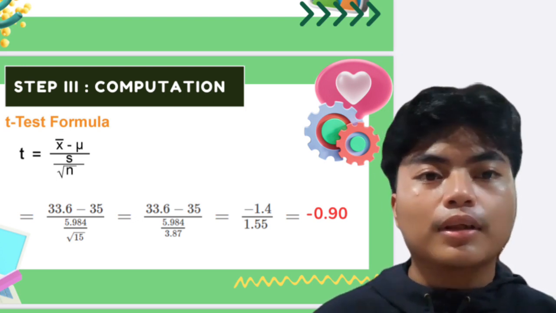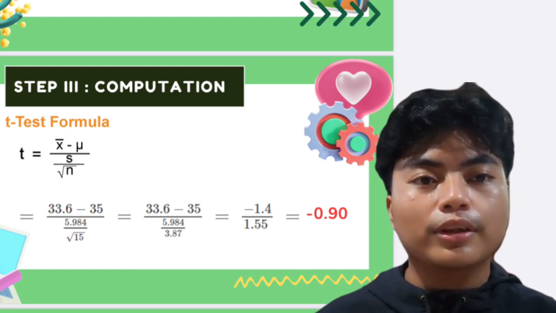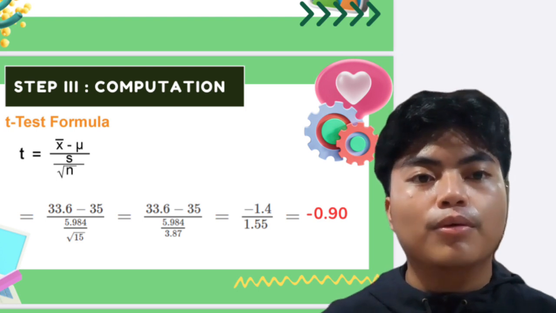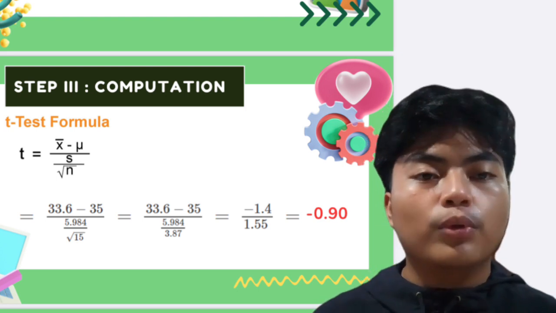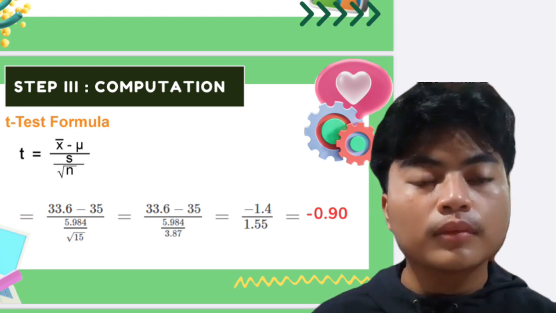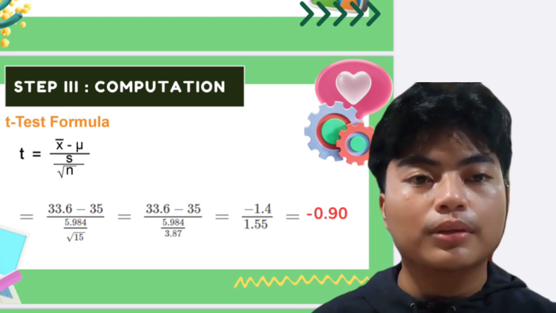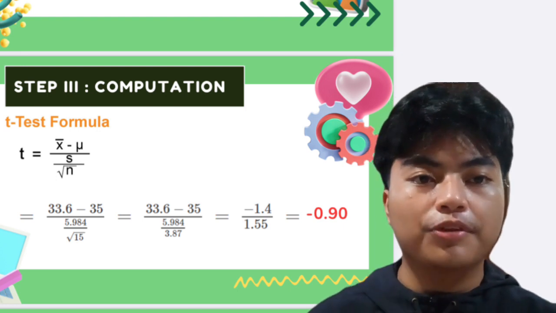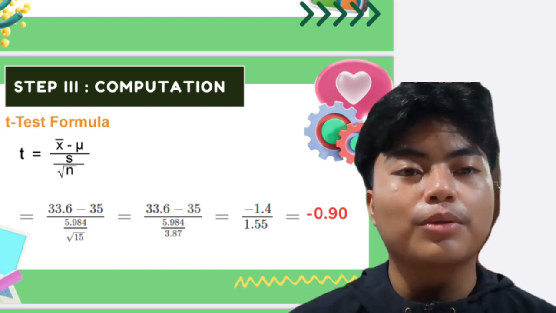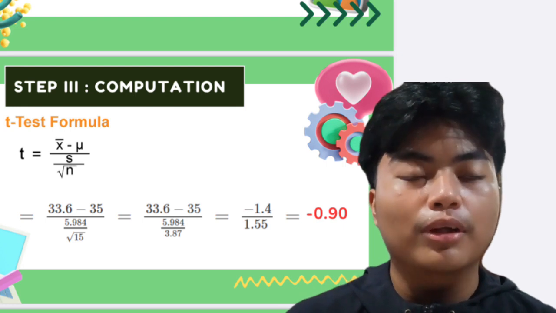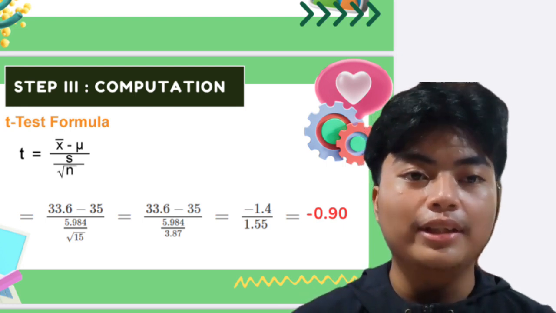size of 15. And then we get t equals 33.6 minus 35 over 5.984 over the square root of 15. Then we first compute the sample mean minus the population mean, which gives a negative 1.4 value. Next, we compute the sample standard deviation over the square root of the sample size, which gives 1.55. And lastly, we compute negative 1.4 divided by 1.55, and we get a t computation equal to negative 0.90.